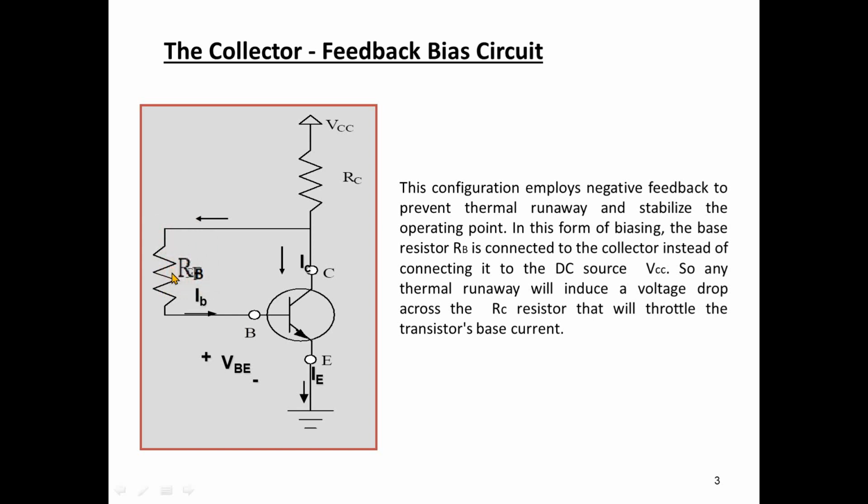the operating point. So in this form of biasing, the base resistor is connected to the collector instead of connecting to the DC source. We have not connected it directly to the DC source; it is directly connected to the collector terminal. And so thermal runaway will induce a voltage drop across the collector resistor that will throttle the transistor's base current.